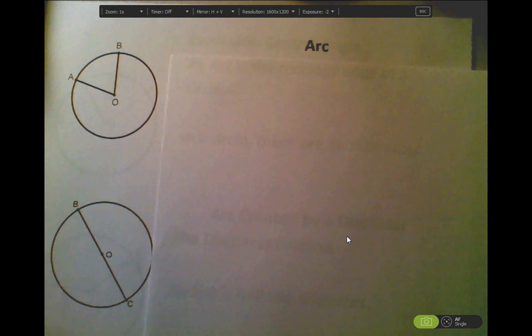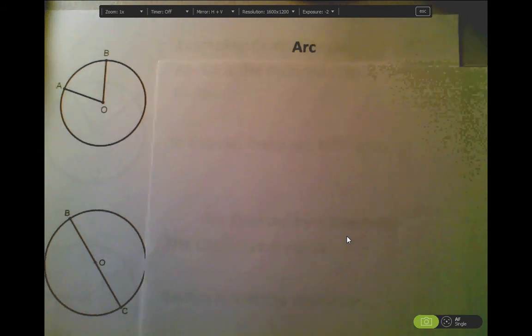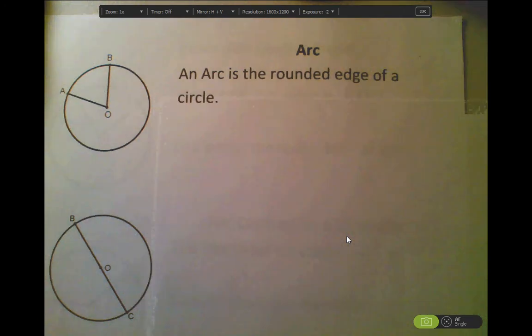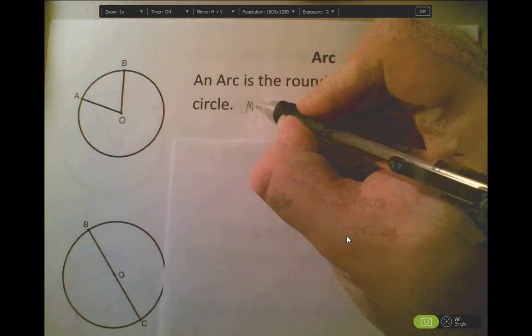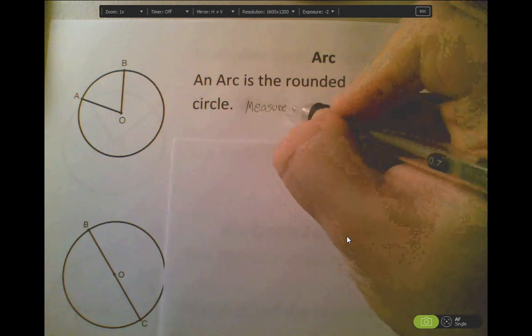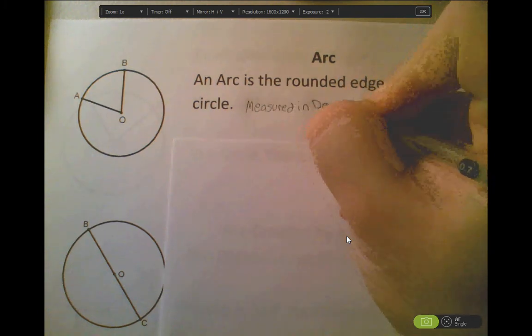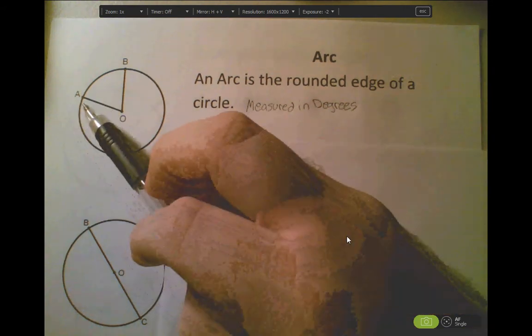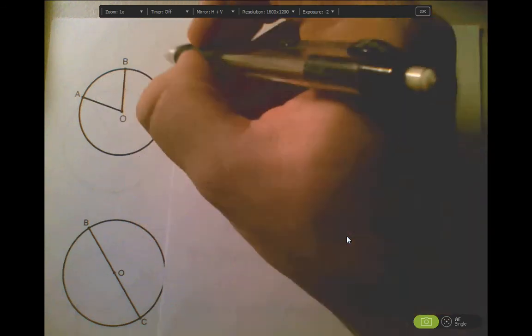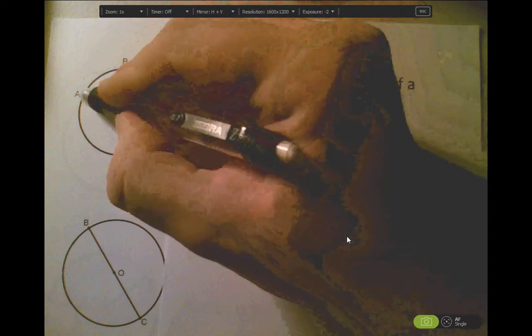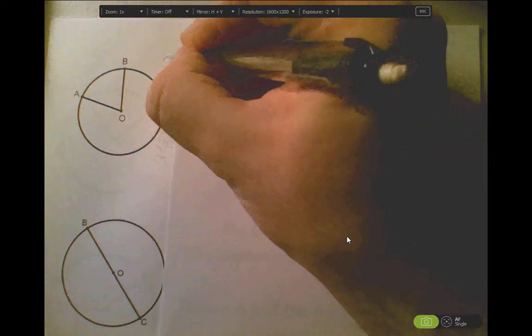Now, the first thing we're going to talk about is what is called an arc. You probably haven't heard of any of these terms before, but an arc is basically the rounded edge of a circle. And we measure this in degrees. Now, it's not the distance, but how many degrees are in an arc. And we label an arc by putting the symbol AB, and then we put a little rounded part above it. So that will be called arc AB.